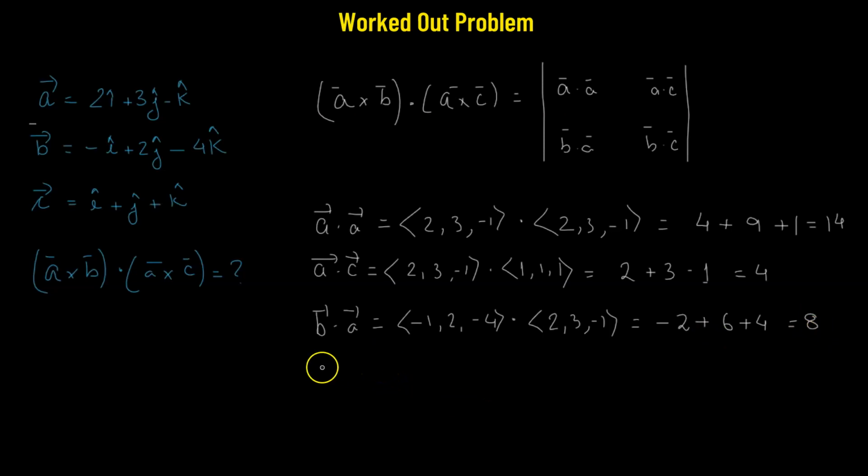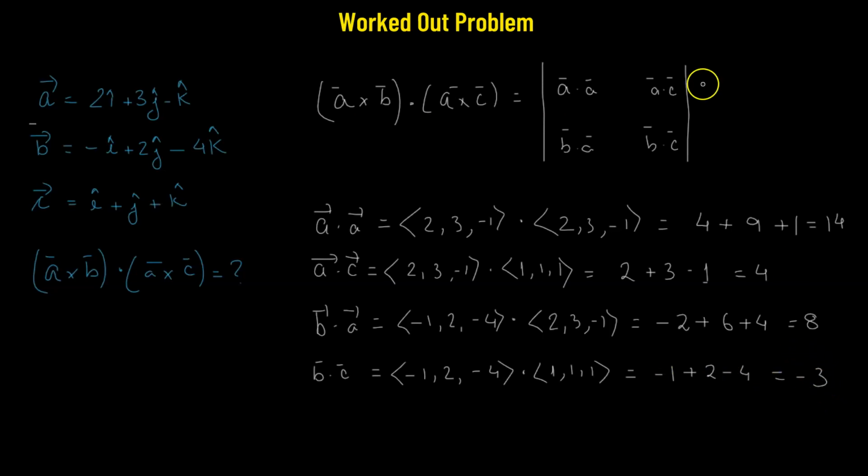And then finally we have B vector dotted with C vector. So vector B is negative 1, 2, negative 4 dotted to C vector, which is 1, 1, 1. So this will be negative 1 plus 2 minus 4. So 2 minus 1 is 1, minus 4 is negative 3.